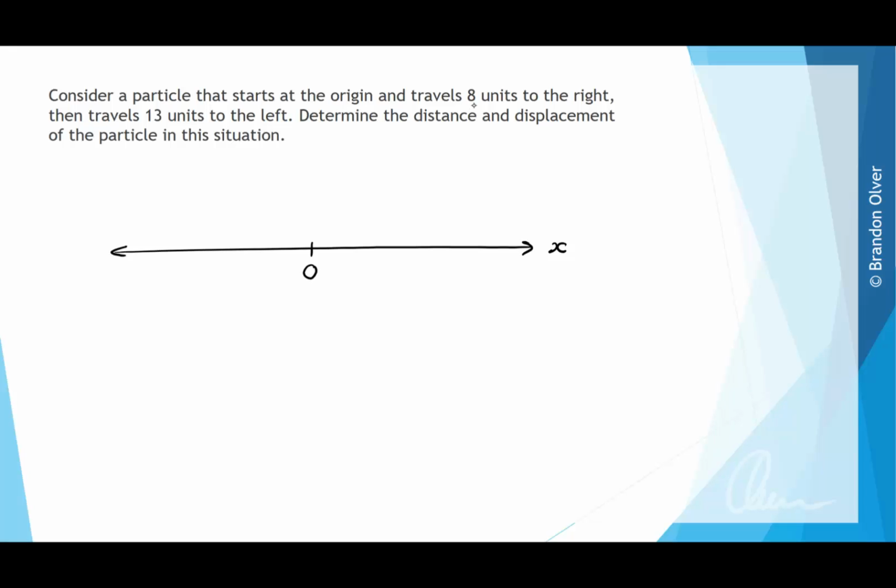The particle then starts by travelling 8 units to the right, which we're going to treat as the positive direction. So it's going to go from this point and it's going to travel 8 units to here. So the particle is going to reach this spot.